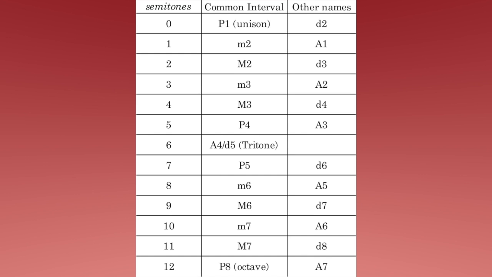A lowercase d, like minor, means diminished, which is a smaller interval, and the uppercase A, larger than major, is augmented. At this point, pause the video so that you can process this chart, and if you need to, write it in your notes so that you're able to reference it down the road.